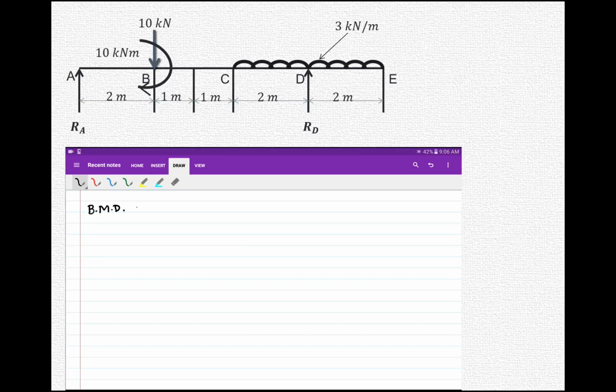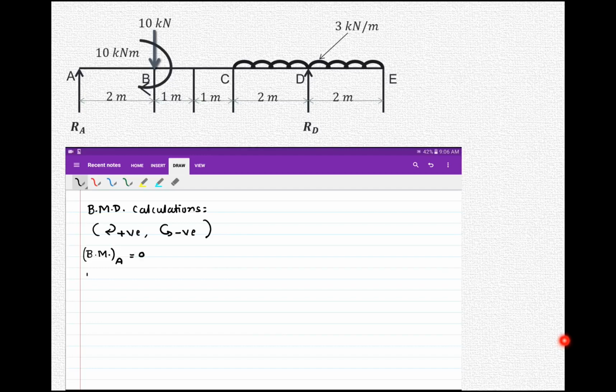So let us start with the bending moment diagram calculations. Conventions used are clockwise positive and anti-clockwise negative. Bending moment at point A will be 0, because there is no other force that is acting on the left hand side of A.